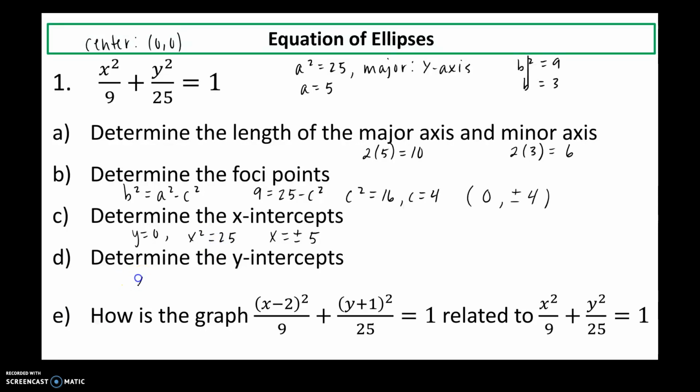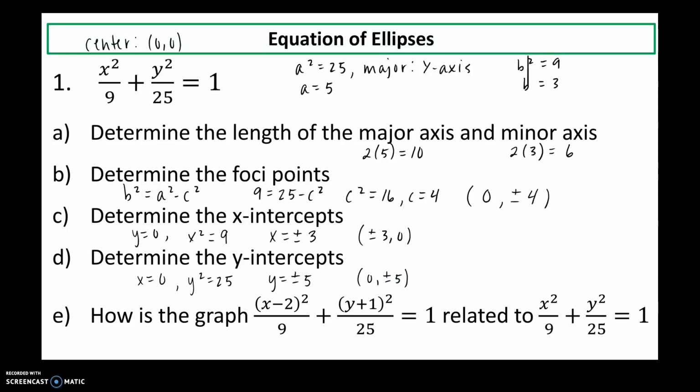My y-intercepts occur when x is equal to 0. So when x is equal to 0, sorry guys, y squared equals 9. So when y is equal to 0, x squared equals 9, x is plus or minus 3. When x is 0, I get y squared is equal to 25, so y is equal to plus or minus 5. If I write those as ordered pairs, okay.